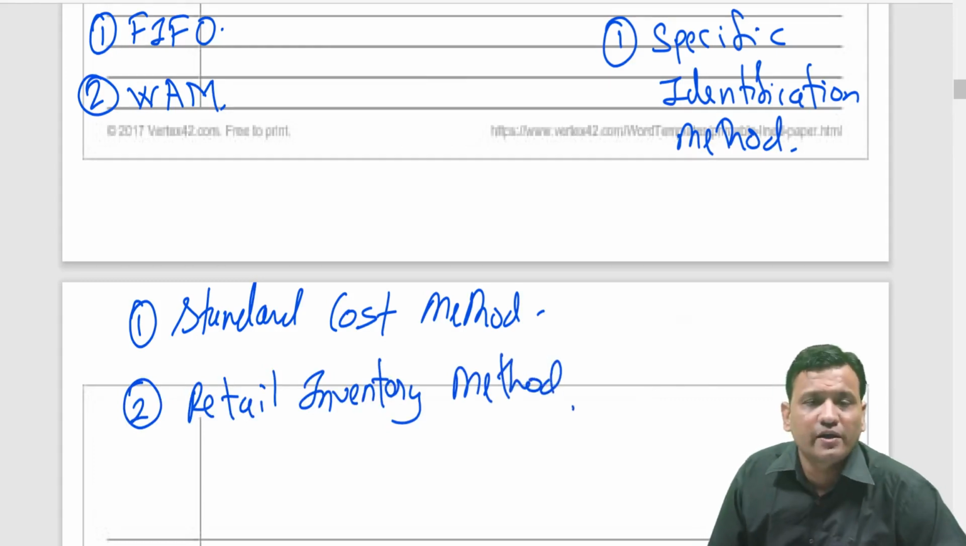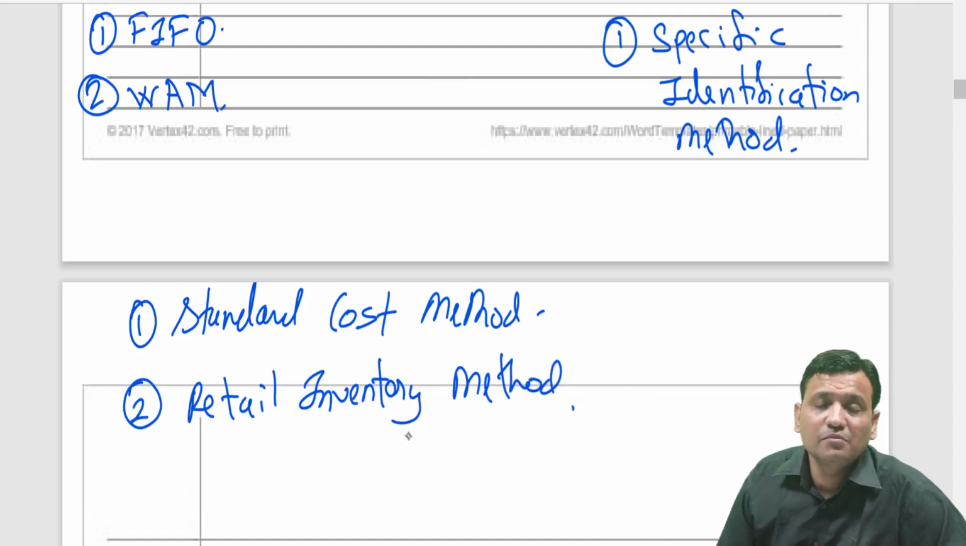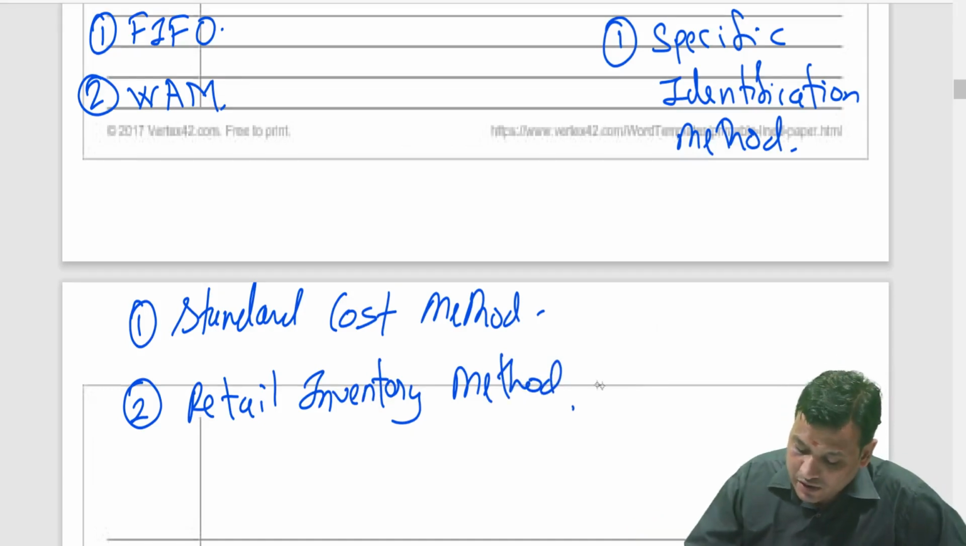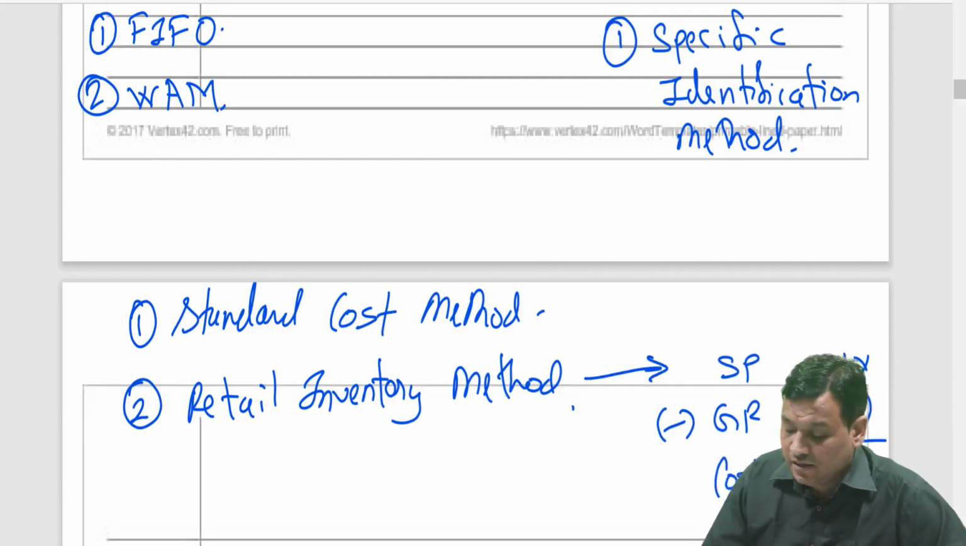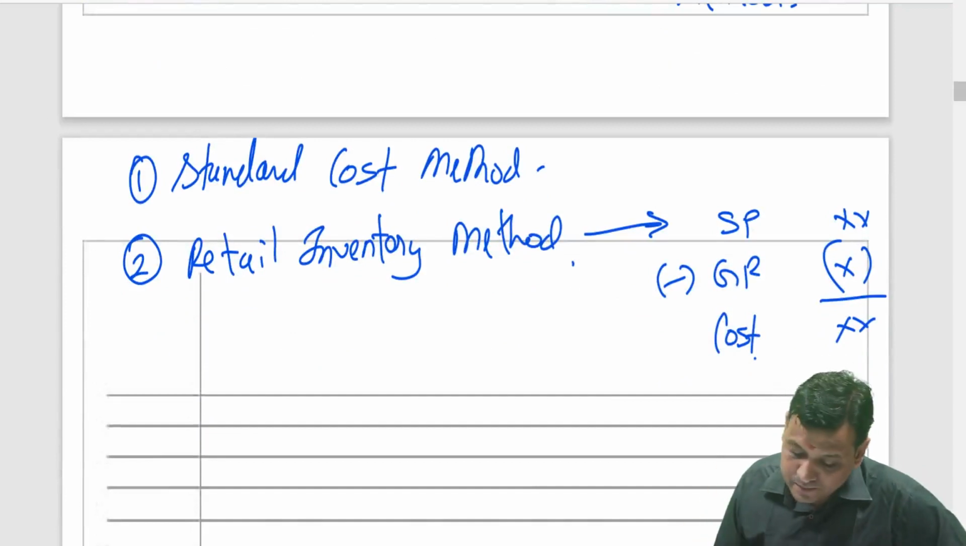See, if you have stock records, then first in first out and weighted average are the best. But if you don't keep stock records, then use the retail inventory method, also referred to as the adjusted selling price method. What we do is take the selling price of the goods which are unsold and reduce the gross profit from it. So what you get is the cost price. Obviously this is just an estimate, it's not necessary that it will be at this price only.